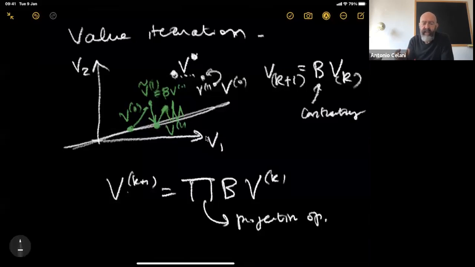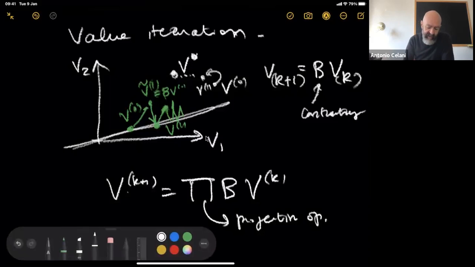Okay, this is all nice and clear, and then troubles arise. First of all, we have shown that the Bellman's operator is contracting in L infinity norm, whereas all these drawings that I made are in a sense in L2 norm, okay? So everything has to be changed accordingly.